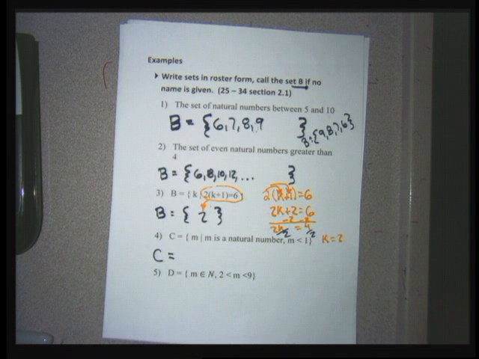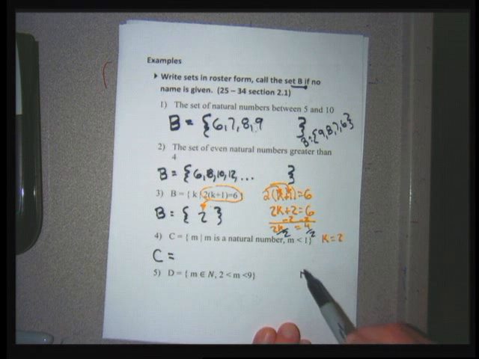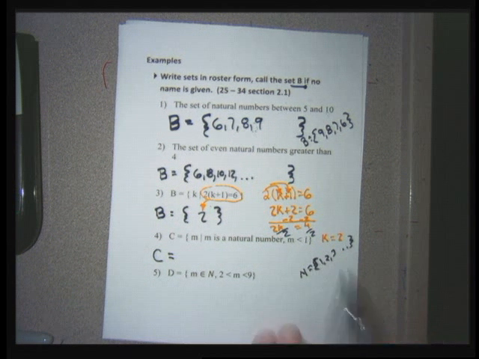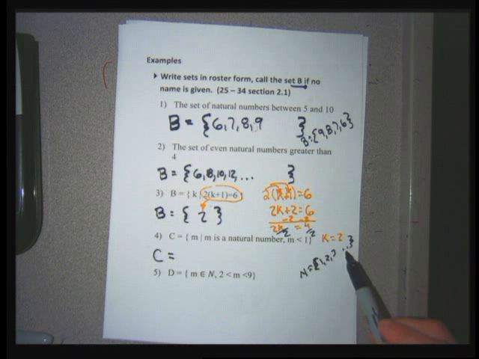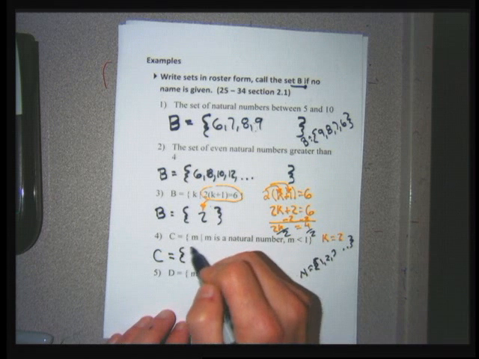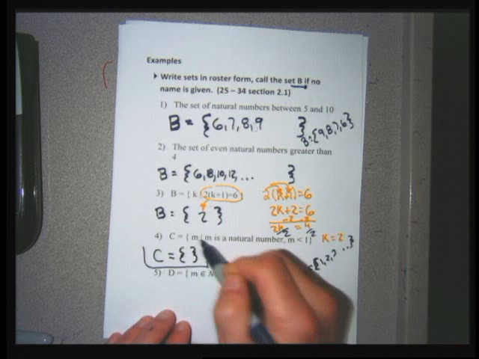I want natural numbers that are less than 1, and natural numbers, again, are 1, 2, 3, ... The elements of the set C in question 4 are natural numbers, but they're less than 1. These are my natural numbers. There's no natural number that's less than 1, so C is the empty set. There's no elements in C. So I could write that for an answer for number 4. C is the empty set.